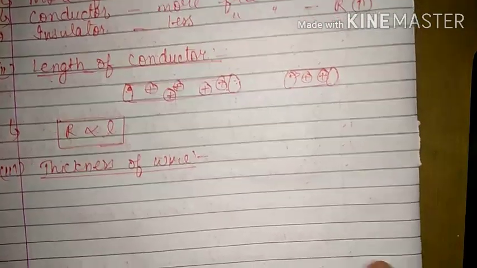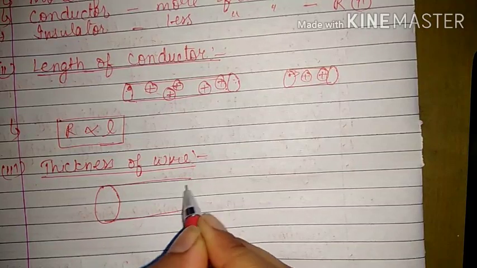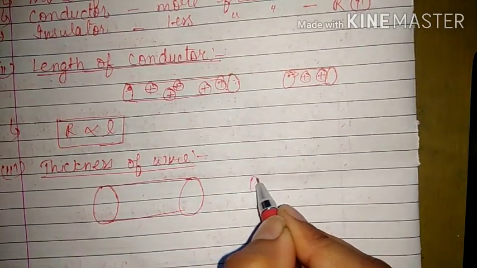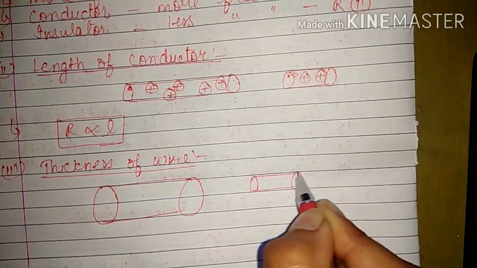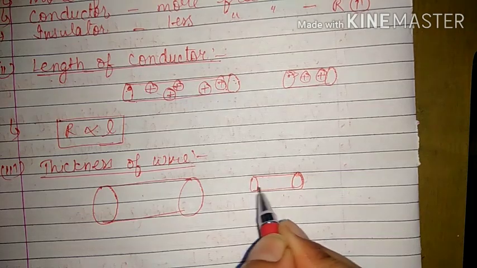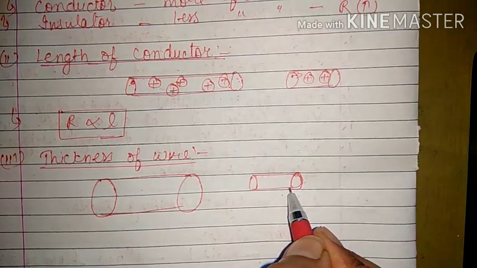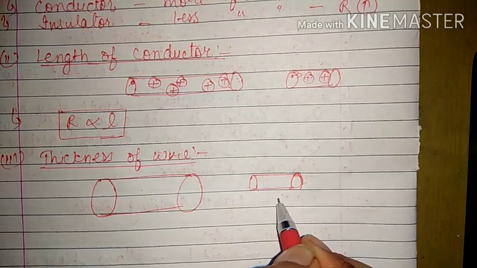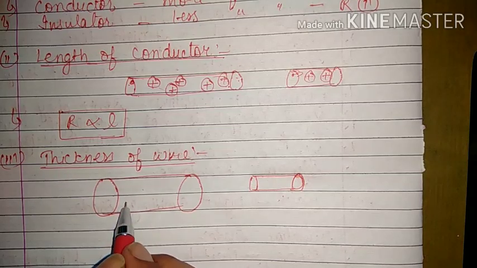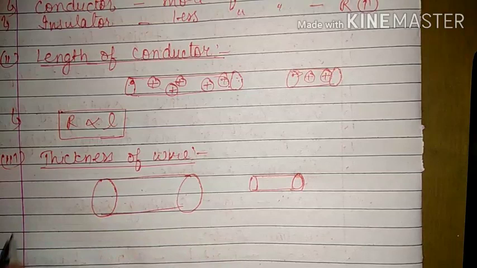We know that if we have a thick wire, then the electrons will get more space to move from one point to another. Whereas if the thickness of a wire is less, then the electrons will get less space and it will be difficult for electrons to move from one terminal to another terminal. So in this case the resistance will be more because the collisions will be more. Whereas in the thick wire the resistance will be less, and here the resistance will be more.